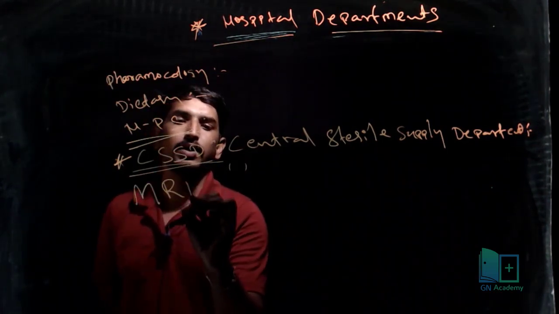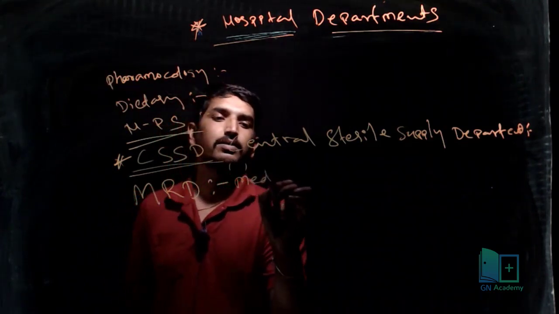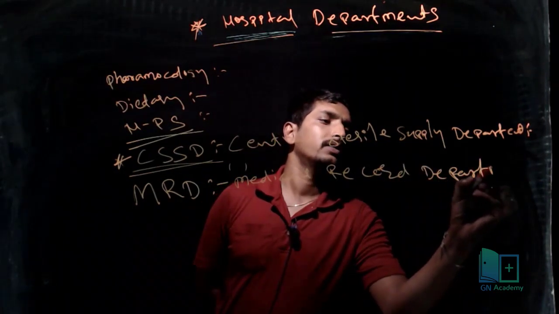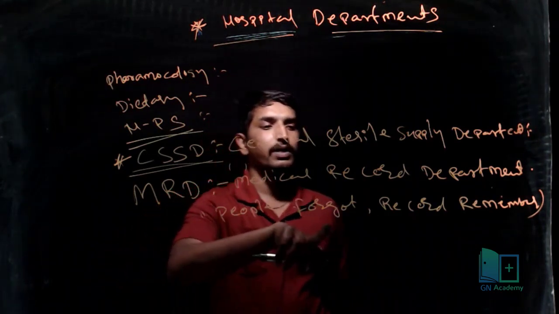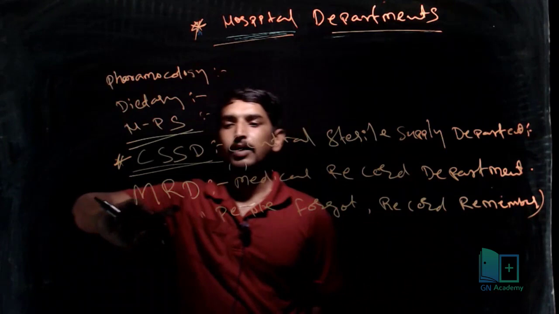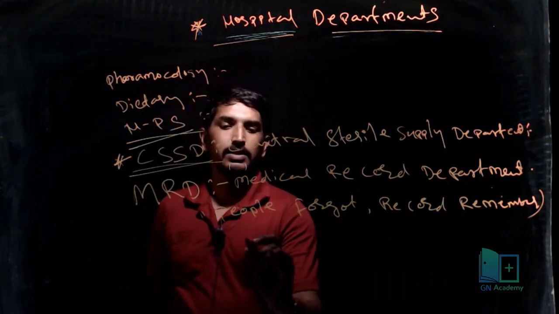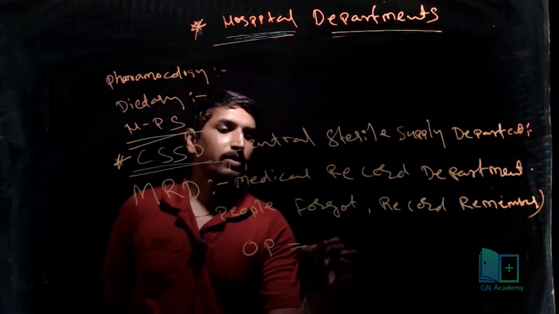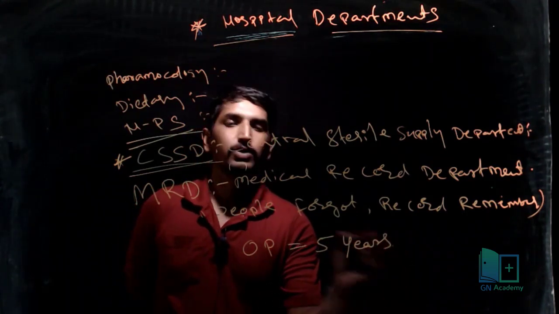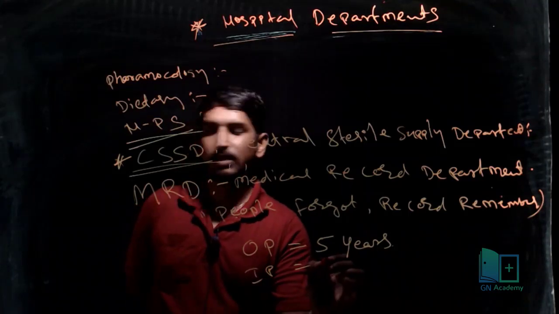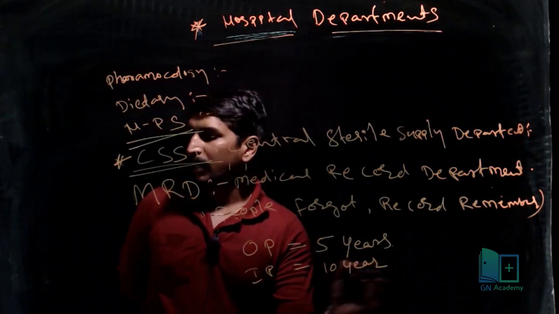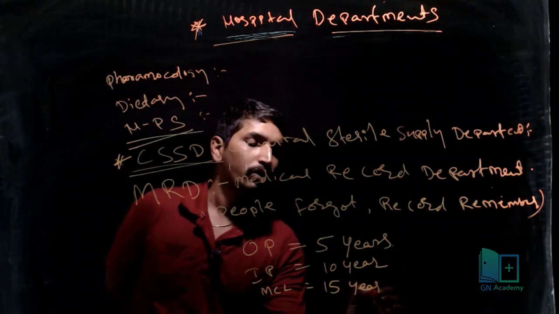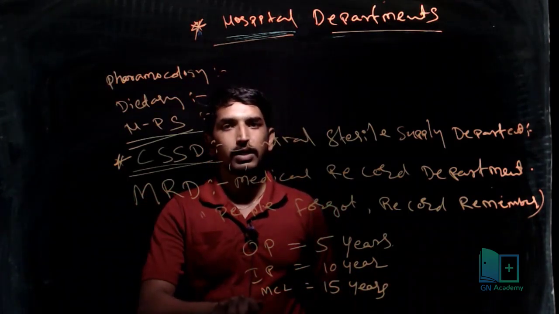One more department is called MRD. MRD stands for Medical Record Department, and it's a very important department here. They always say the statement: people forget, records remember. This is the statement of the MRD department. In the MRD department there are certain criteria, especially for storing records. To store outpatient records, the duration is 5 years. To store inpatient records, the duration is 10 years. And to store medico-legal cases, the duration is 15 years. So this is the duration for which we have to store the records.